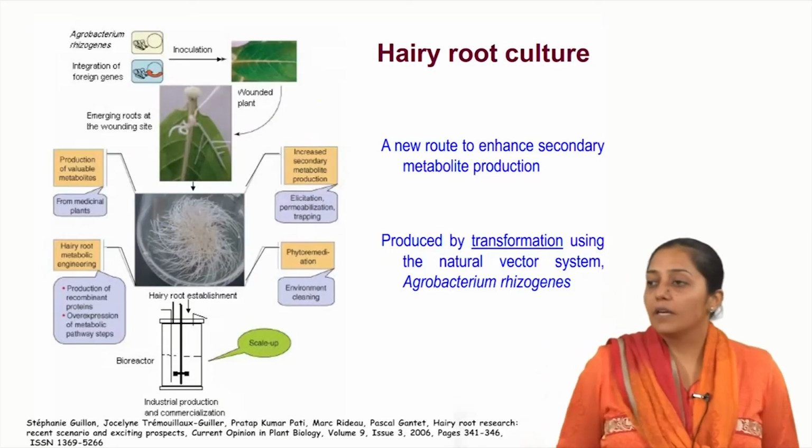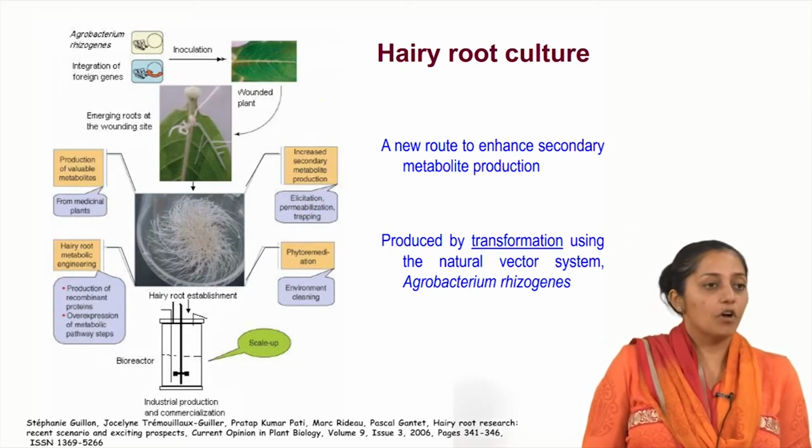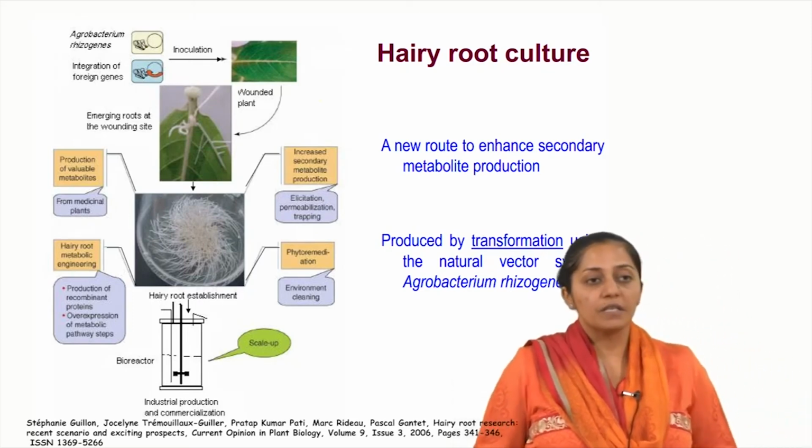So last class I said we will be talking about hairy root cultures. Apart from plant cell cultivations commercially for secondary metabolite production, hairy root cultures are also being used in industry. So from where do the hairy root cultures come? They were actually a disease in the plant caused by Agrobacterium rhizogenes.